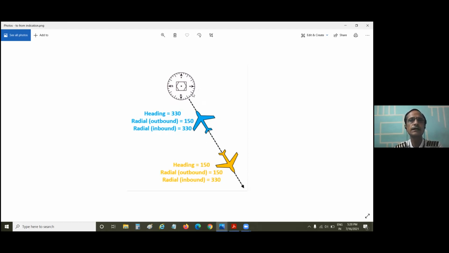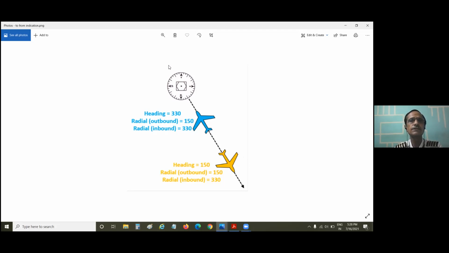This is 90, this is 180. So this is radial 130. Outbound, it is going through radial 130. Same aircraft, to come back: 130 plus 180, that is 330. Okay, so inbound will be 330, because although it is pointing to, you will feel it is 150. 150 was to go out, but when you want to come back, actually you are following 330.